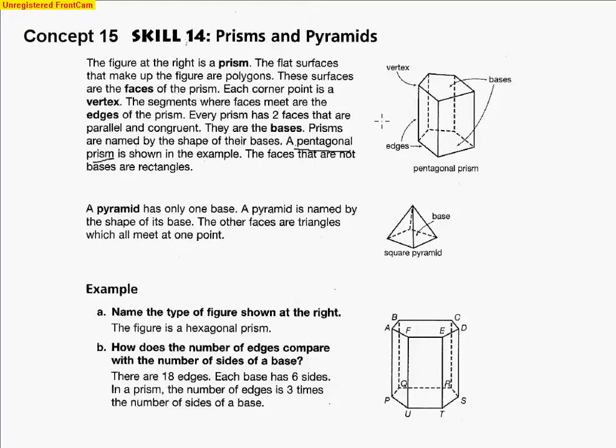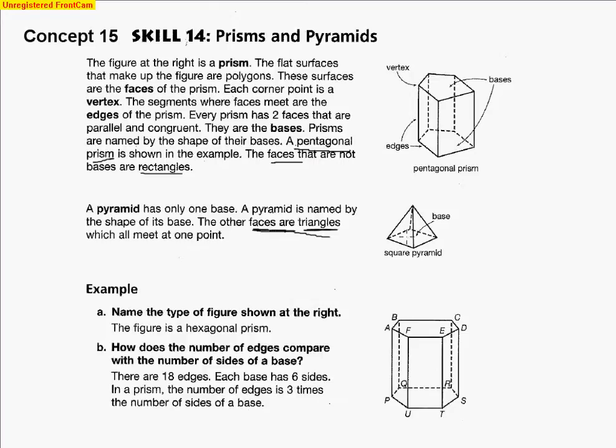A pyramid is a little different than a prism, because a prism has 2 bases, where a pyramid only has 1. And so you can see that it has a point, and that point is just a vertex, but it has other vertices as well. It has some edges, but notice the faces are different. The faces are triangles. So on a prism the faces are rectangles, but on a pyramid, our faces are going to be triangles.